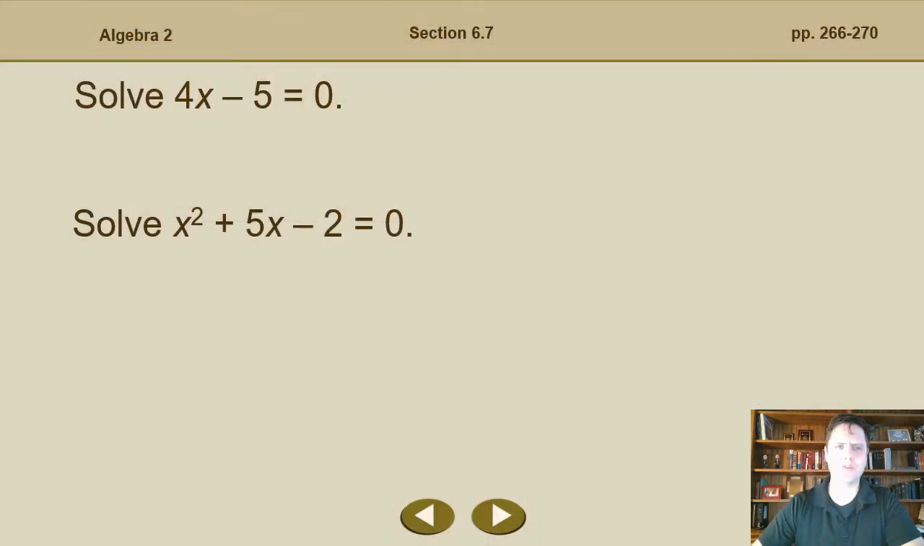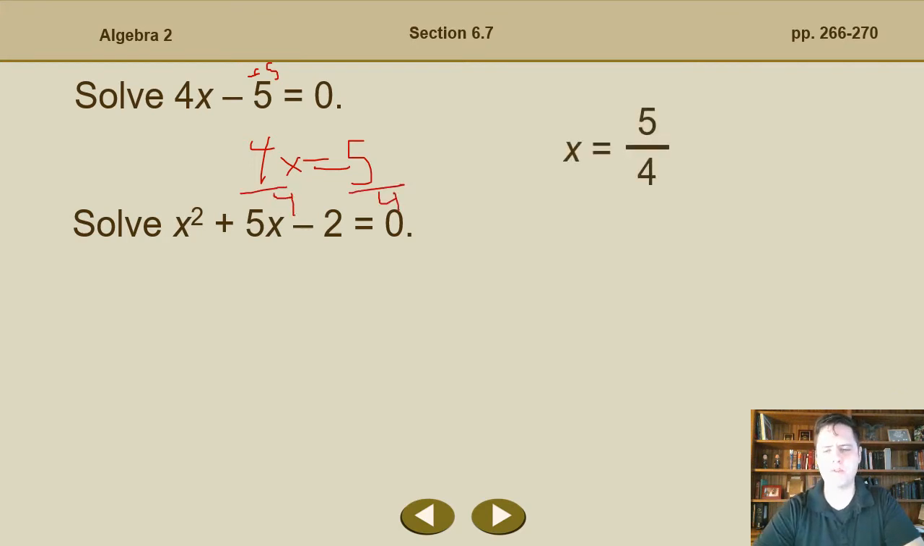As a quick review, a warm-up activity, if we were to solve this very first problem, 4x minus 5 equals 0, we would add 5 to both sides. We would get 4x equals 5. We would then divide both sides by 4, and we get that x equals 5 over 4.